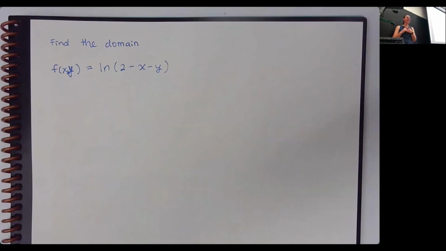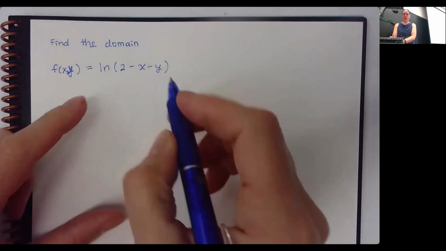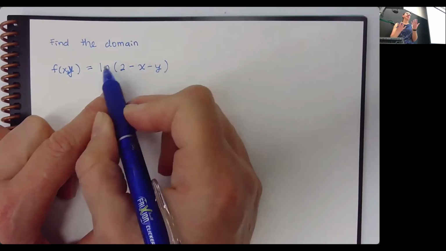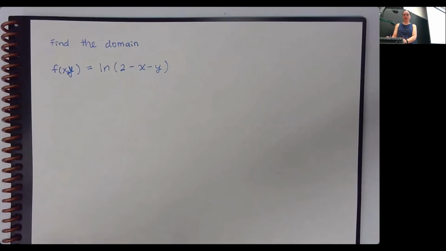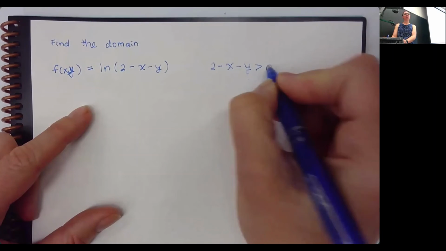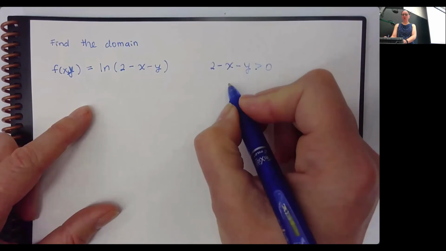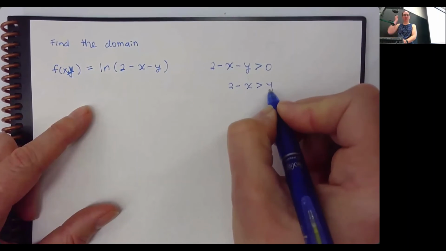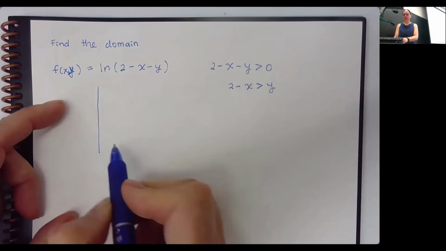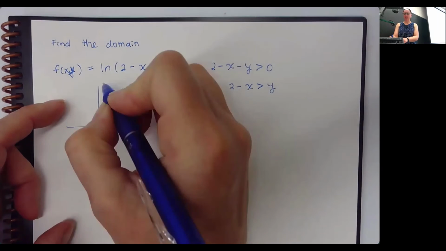In terms of stating the domain, we haven't really gotten to my worksheet yet. We'll get to my worksheet. But in terms of stating the domain, it's really just talking about all of our points x and y such that whatever constraint we have to put on it is true. So in this case, for a natural log, I know that 2 minus x minus y has to be greater than 0. And I could rearrange that to look like 2 minus x is greater than y. And then think about what that would look like on an xy plane.